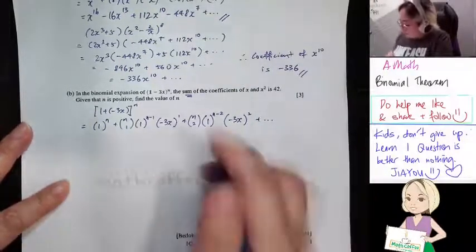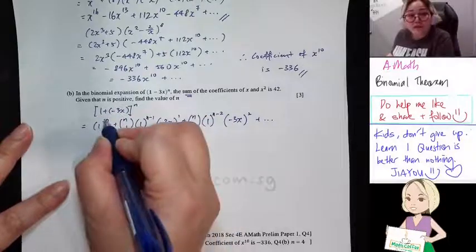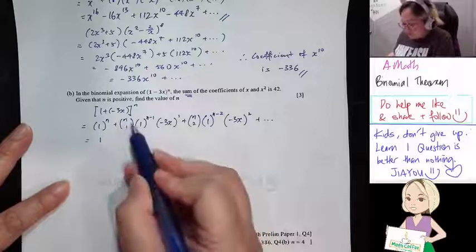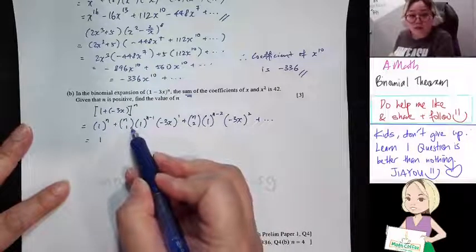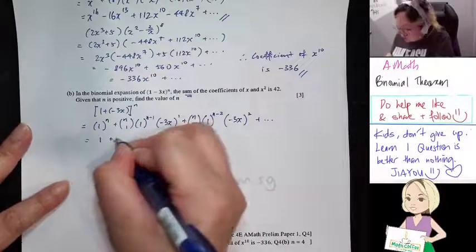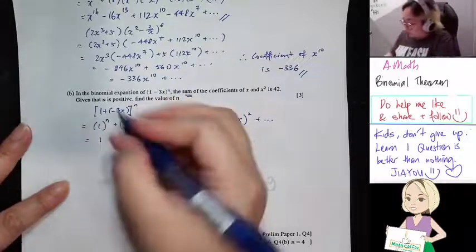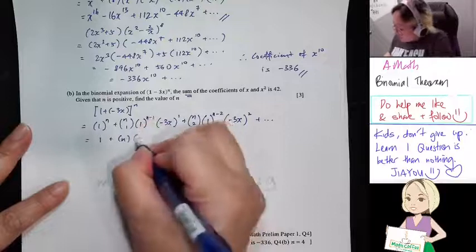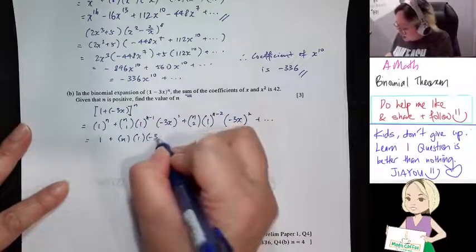So now let's simplify. 1 to the power of anything is 1, so I don't care what n is, I just write 1. n choose 1 is n. This is n, and 1 to the power of anything is still 1. This one is just minus 3x.